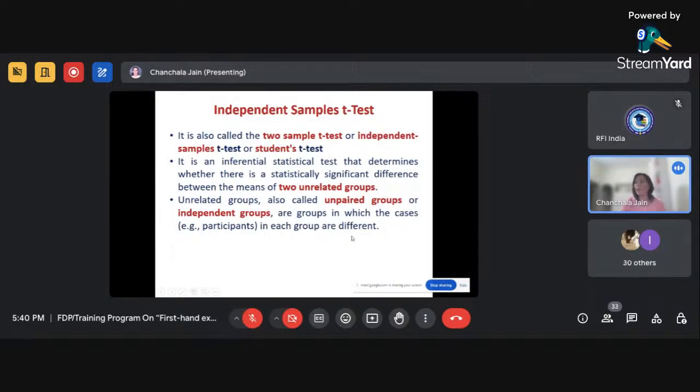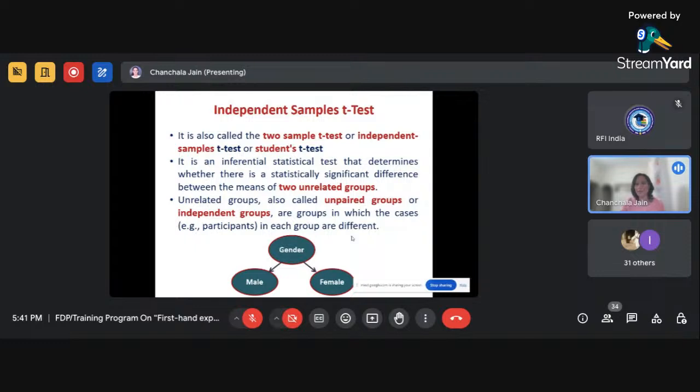Say for example, married and unmarried persons. It is quite obvious: persons who are married will not be unmarried, and persons who are unmarried will not be married, right? So we have two groups. One group is married, the second group is unmarried. Persons who belong to the business class, persons who belong to the service class. You need to understand that a particular individual will be part of only one group. That way, we can call it independent samples, right?